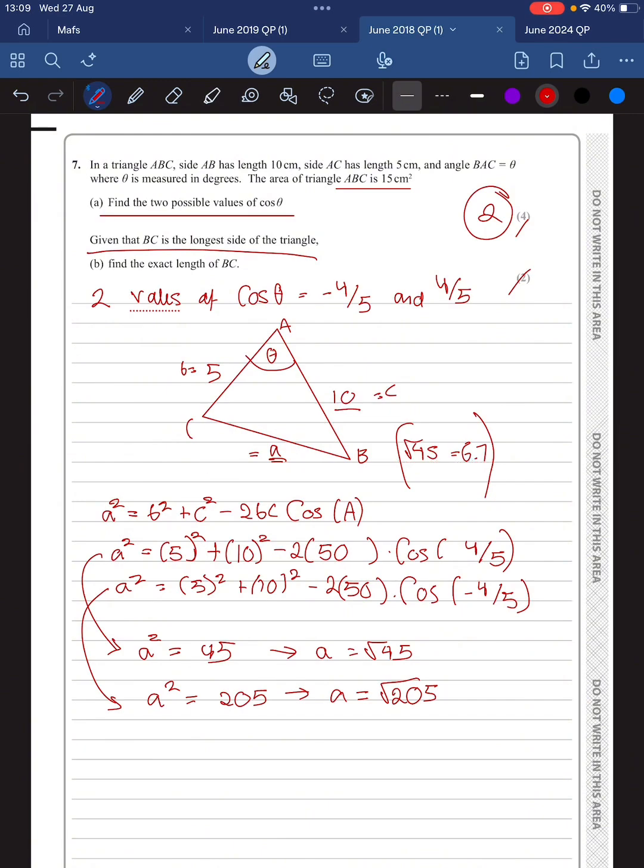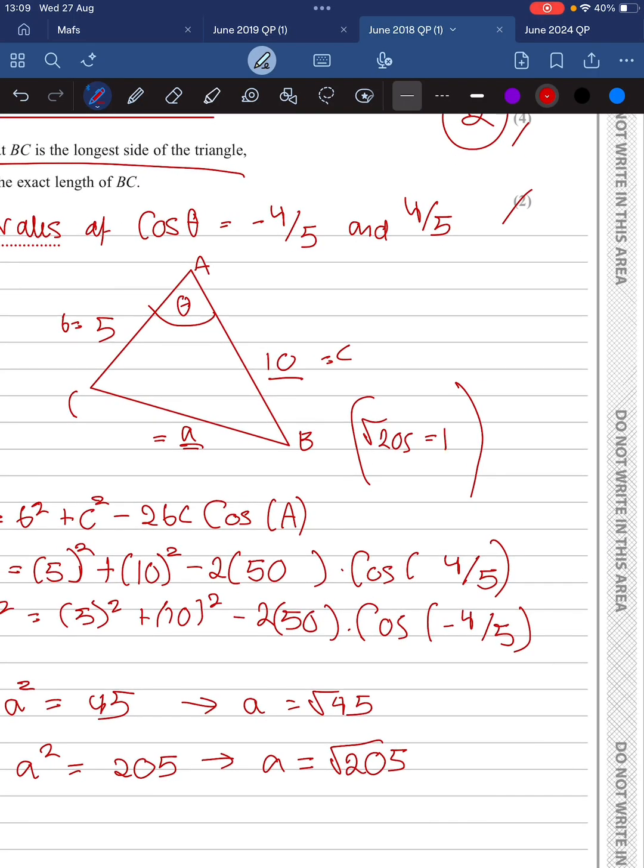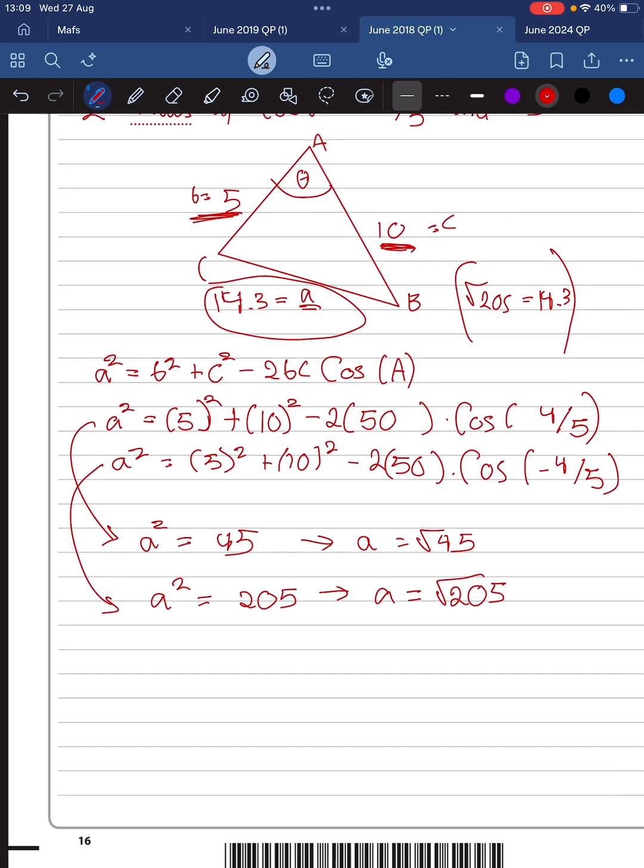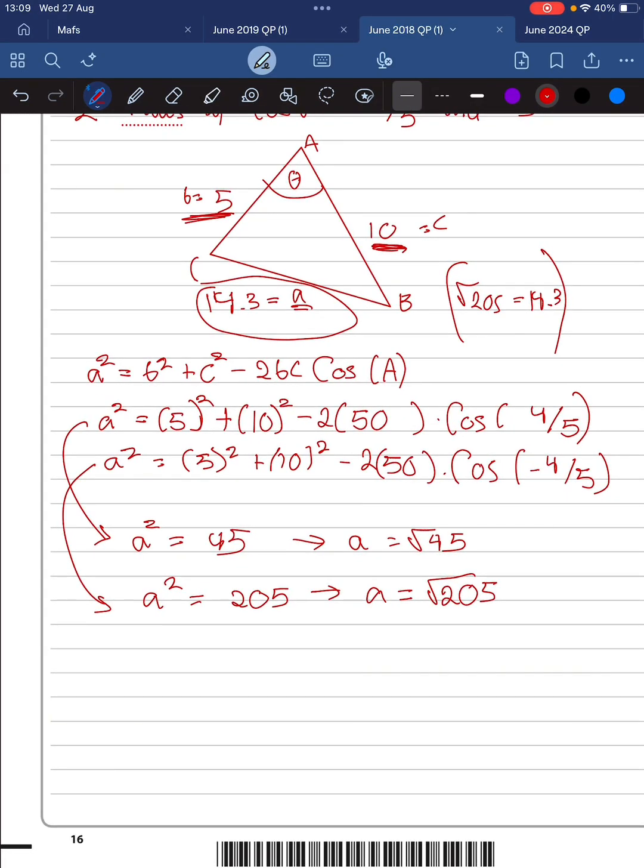But if we do root 205, we get 14.3, and this would actually be right because it would be longer than this and longer than this. So this would be the greatest. So the exact length, it's asking for the exact length. So we want to leave it in surd form. The exact length would be root 205. Okay, that's our answer.